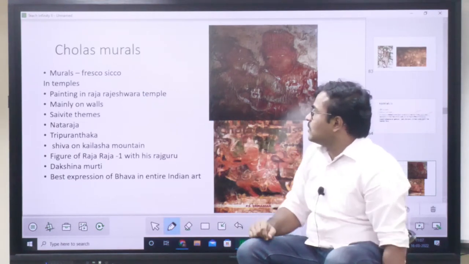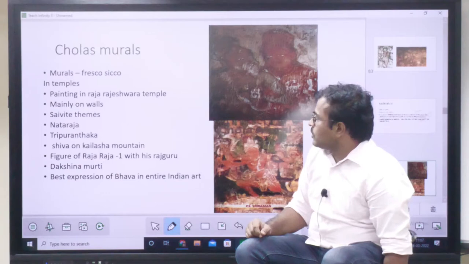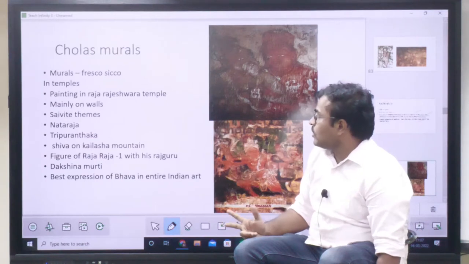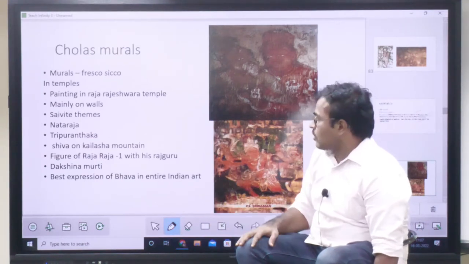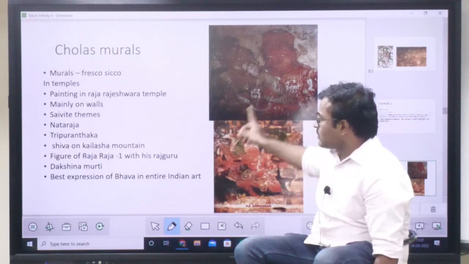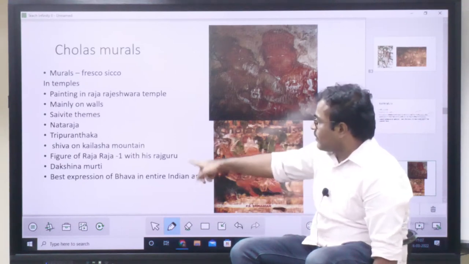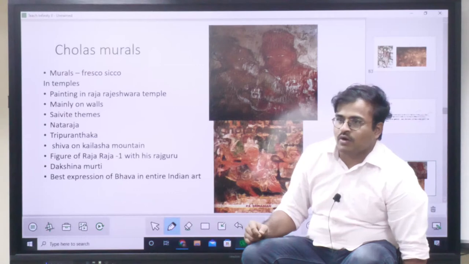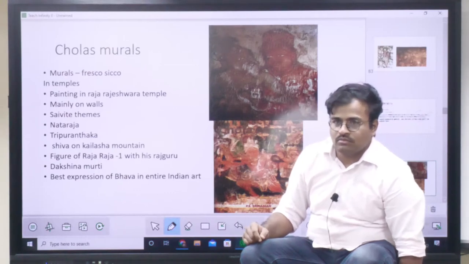See this. The murals here used fresco secco painting in the Rajarajeshwara temple, mainly on walls, with Shaivite themes. Nataraja, Tripurantaka, and Shiva on Kailash mountain are also drawn here, along with a figure of Rajaraja I with his Rajguru. And one more form of Shiva is used here, which is known as Dakshinamurti. You know Dakshinamurti? He is considered to be the god of education too.